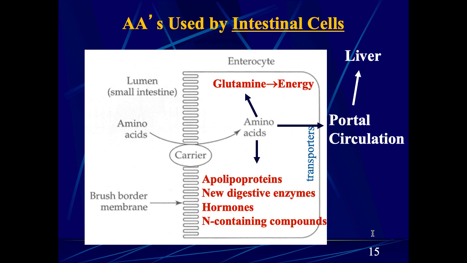All right, so enterocytes use some of it. Another unique aspect about these amino acids is glutamine. Glutamine is an important energy source for enterocytes. And it is because it does this. Glutamine will go glutamine to glutamate. I should spell this one.